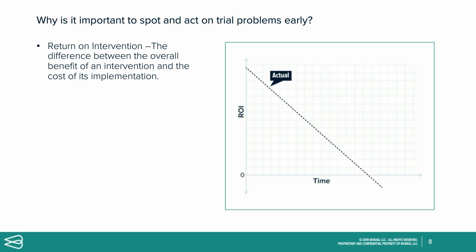But obviously, at the very end of that trial, if you didn't do anything and you waited until the very last day, after the study has already been protracted for a year or more, and you finally did something about it, then the return on that intervention is going to be very, very low. So the return on intervention really starts high at the beginning of the trial, and it decreases with time.